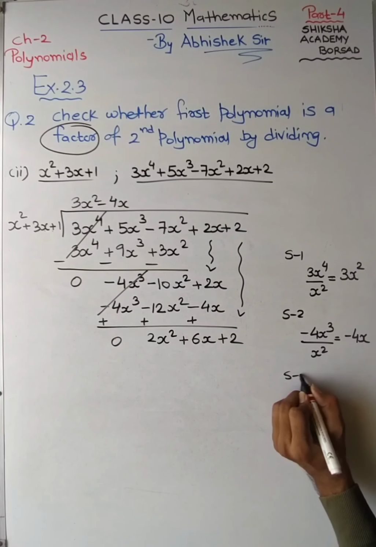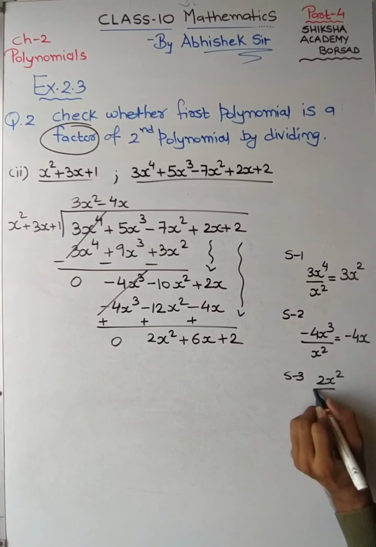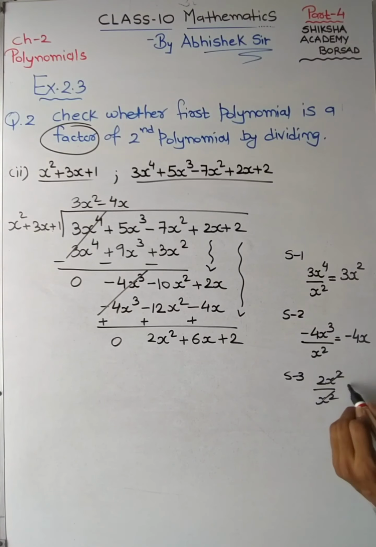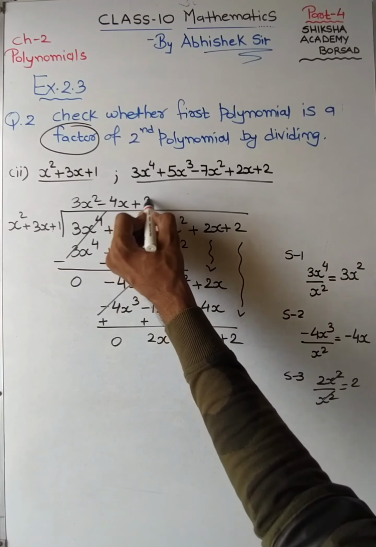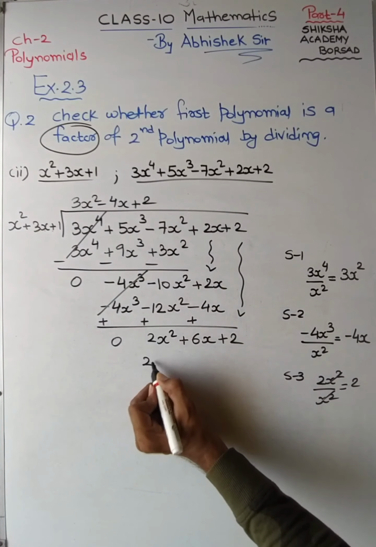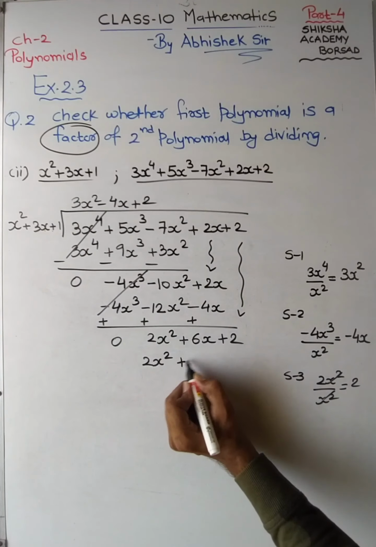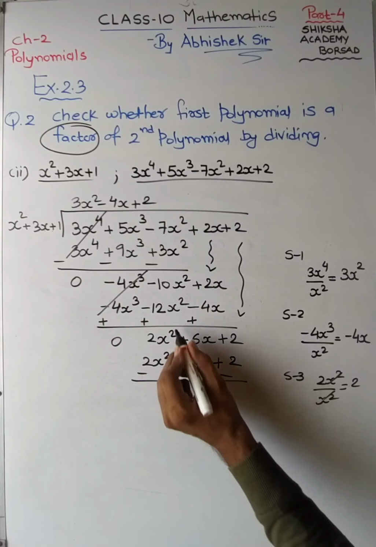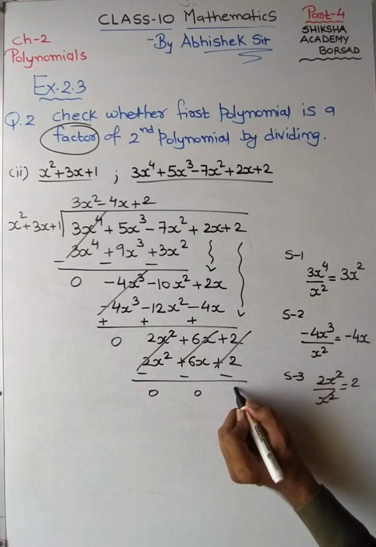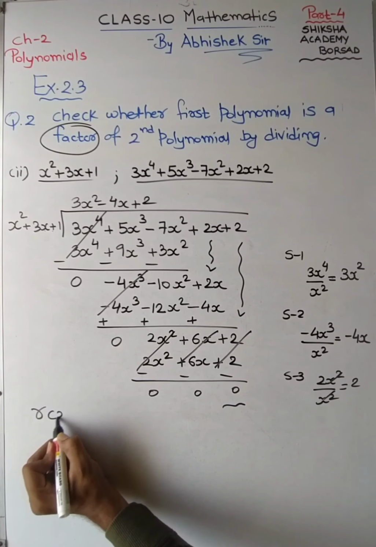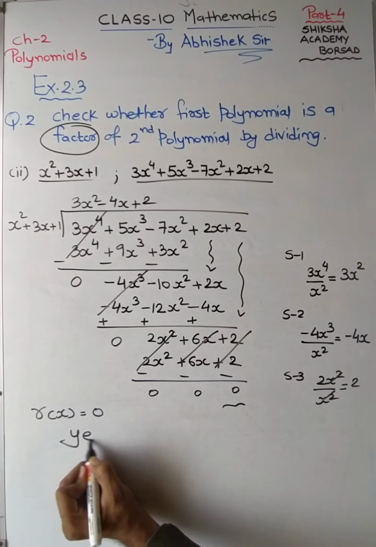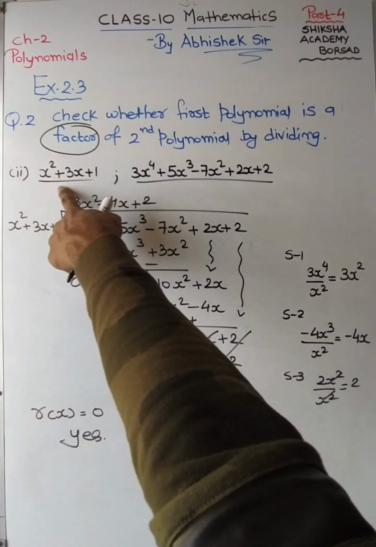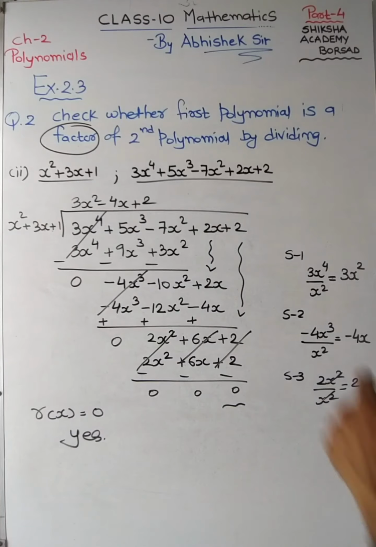So going for the last step, step 3, 2x square upon x square. X square cancel, multiplying all three terms with 2. So 2 into x square, 2x square, 3 into 2, 6x, 1 into 2, 2. Leave space, change sign, cancel what is possible. You see, r of x is 0, so yes, this term is the factor of this. This polynomial is the factor of this polynomial. Clear? Moving on to the next question.